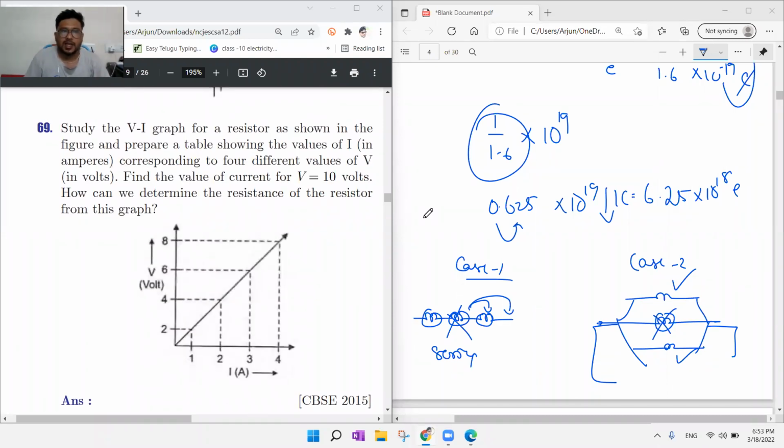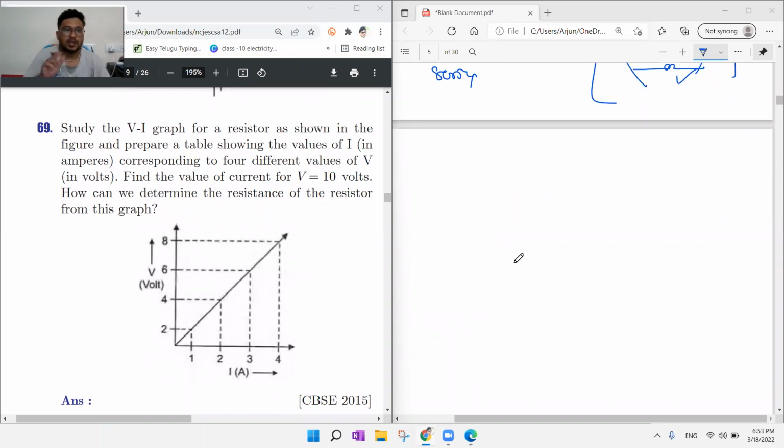69th question. Study the VI graph of a resistor as shown in the figure and prepare a table showing the values of I in ampere corresponding to 4 different values of V in volt. Find the value of current for V equal to 10 volt. How can you determine the resistance of the resistor from the graph? Okay, they have given a graph with current values as well as voltage values. We have to see the graph, take all the I values and V values, and then find what the I value would be if V is equal to 10. Now, how can you determine the resistance of the resistor from the graph?